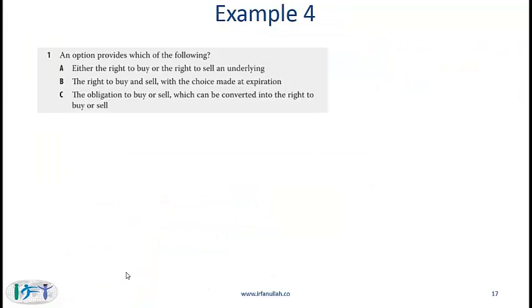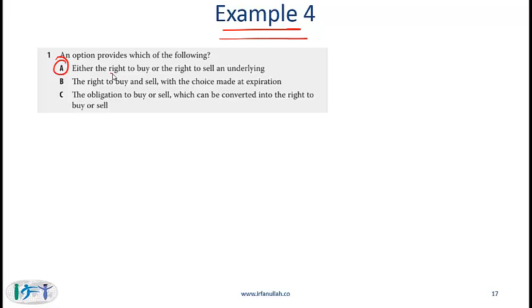Now let's look at some questions which are from example 4 in the curriculum. An option provides which of the following? Either the right to buy or the right to sell an underlying, the right to buy and sell with the choice made at expiration, the obligation to buy or sell, which can be converted into the right to buy or sell. The correct answer is A.